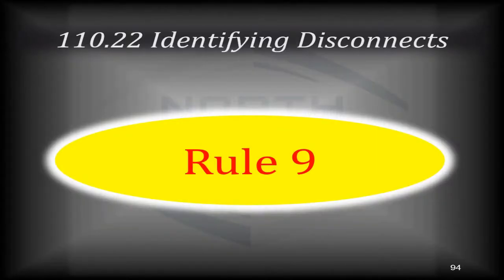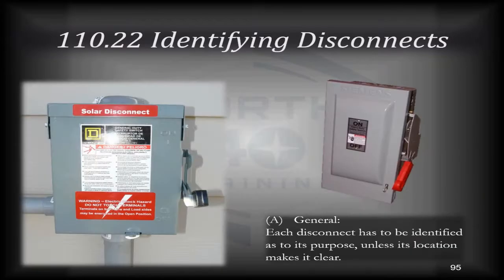110.22, identifying the disconnects. This is rule number 9. 110.22(A), general overview. Each disconnect has to be identified as to its purpose unless its location makes it clear.